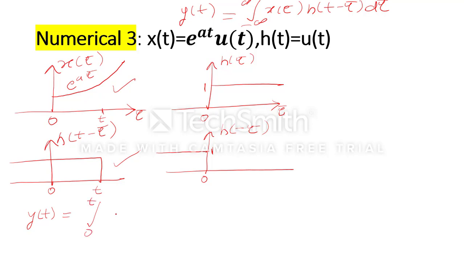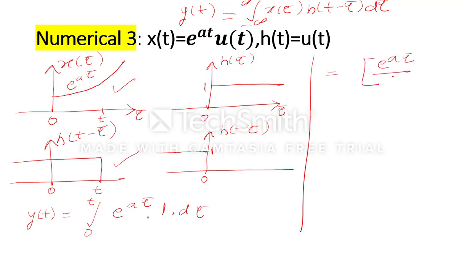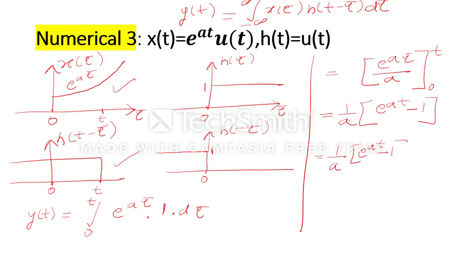So now x(tau) is nothing but e to the power a tau, and h(t minus tau) is 1 only, d tau. So when we integrate it, the integration of e to the power a tau is e to the power a tau by a, limit is 0 to t. 1 by a we can take common. It will be e to the power a t minus 1. Because the overlapping area is towards the right side, my final answer will be (e to the power a t minus 1) u(t). So this is my final answer.